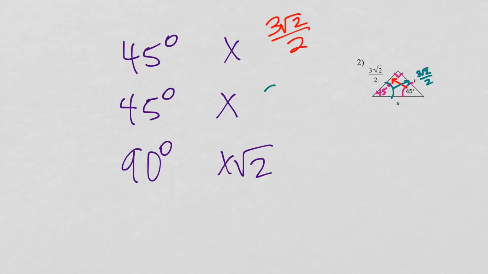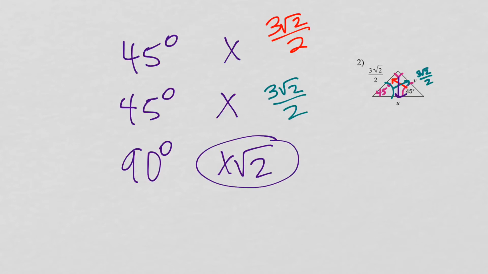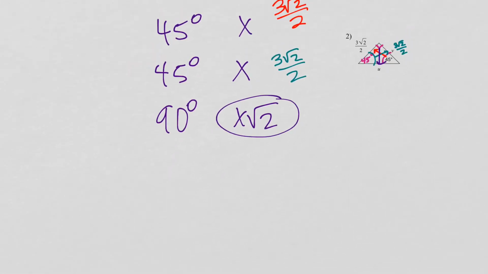It's an isosceles right triangle, so I'm just going to fill this in. Well, I don't know the value of u because u is known as the hypotenuse. So I need to find u. So the hypotenuse is across the right angle. So since I know that x is equal to 3 square root of 2 over 2, I'm just going to substitute that for my x.